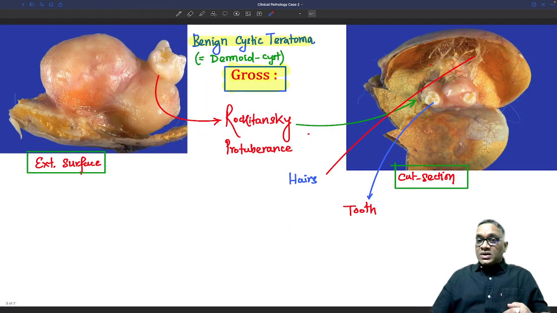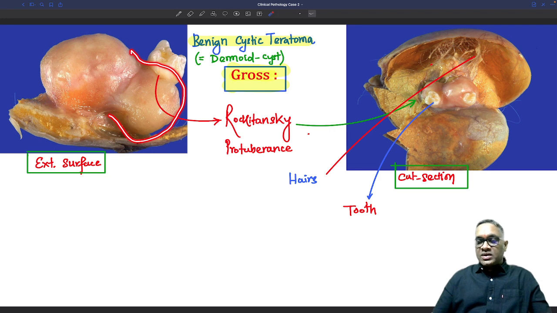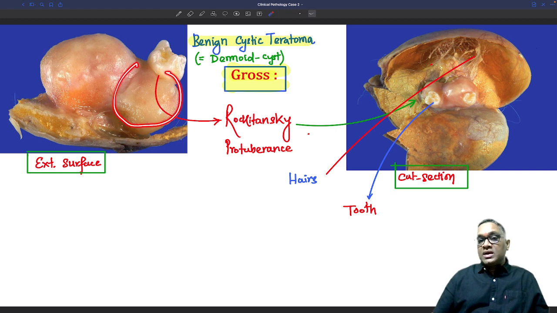Actually, this is a case of benign cystic teratoma, which is the benign teratoma, and these benign cystic teratomas are also known as dermoid cyst, right? Because they are cystic in appearance. Sometimes you will see there is a protuberance, a ridge, or an elevation over the surface of the mass, and this elevation which you are seeing here right now is called the Rokitansky protuberance.